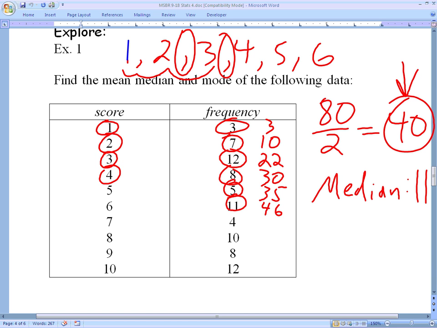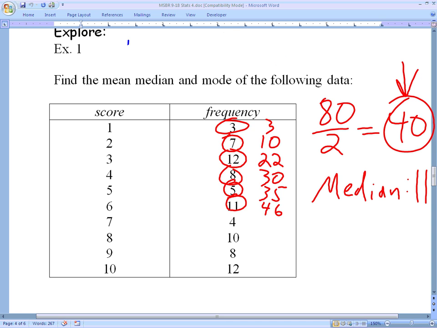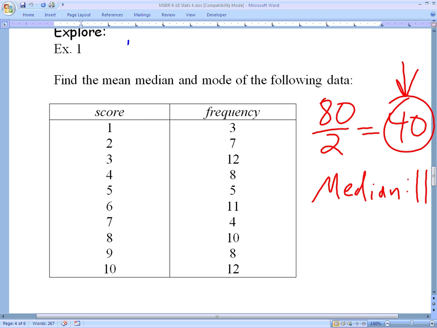So less work, but maybe we need to talk about that more next time. But anyway, that is median. So then we're left with mode. The mode of our data is the one that occurs the most often.